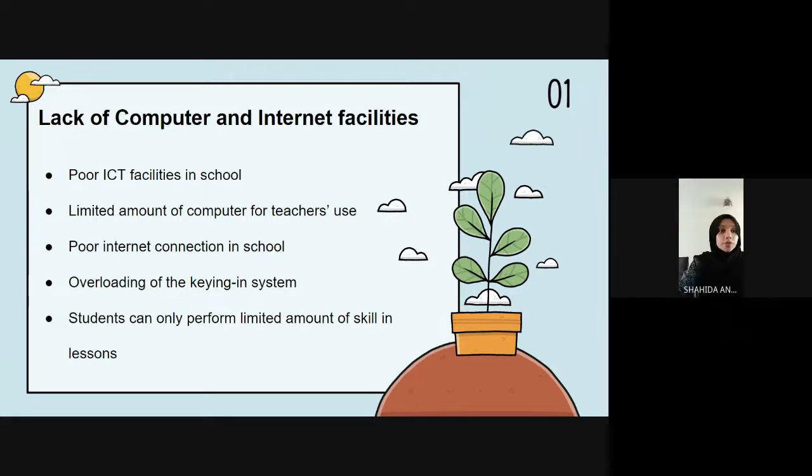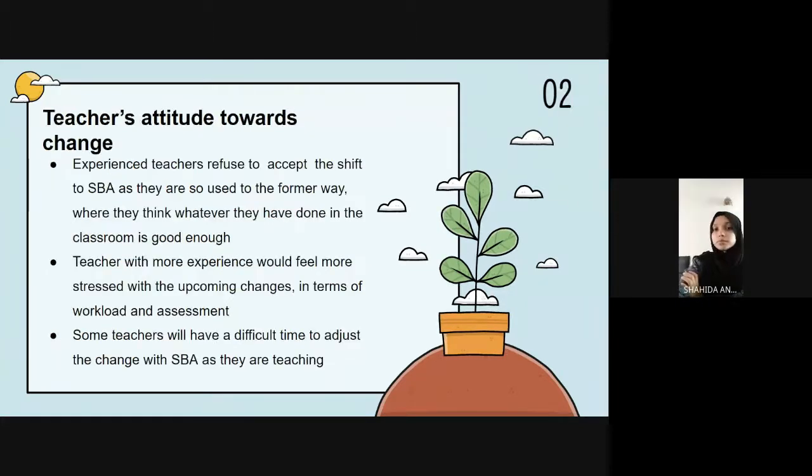So the second one, we are going to talk about reasons for the existence of the issues. Number one, teachers' attitude towards change. Now we talked about teachers' lack of competency.